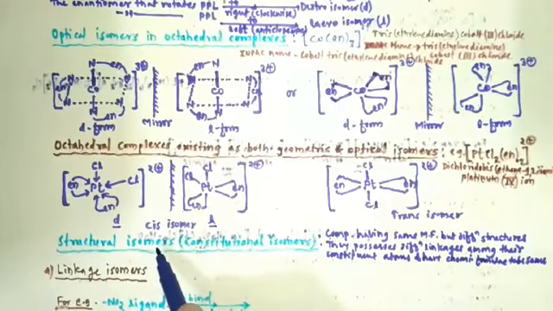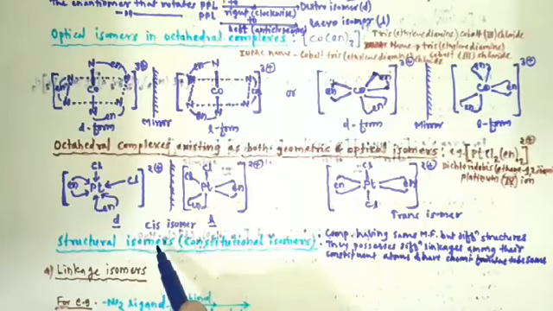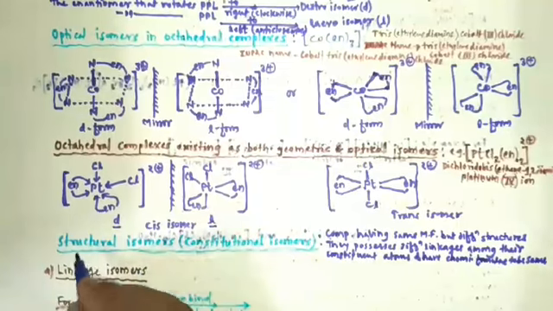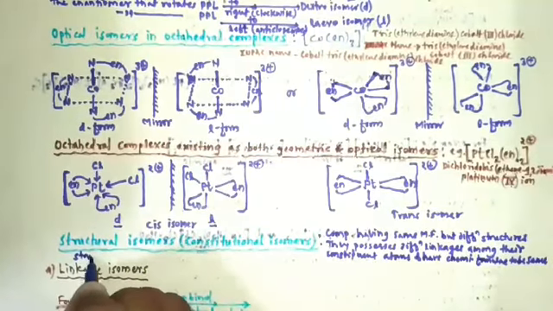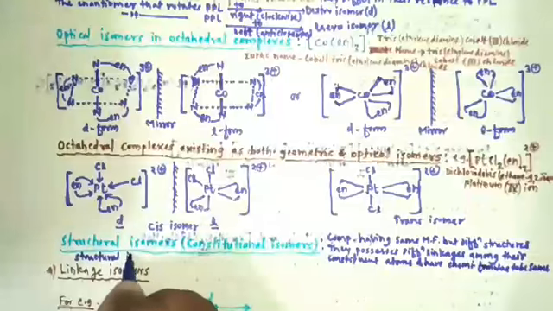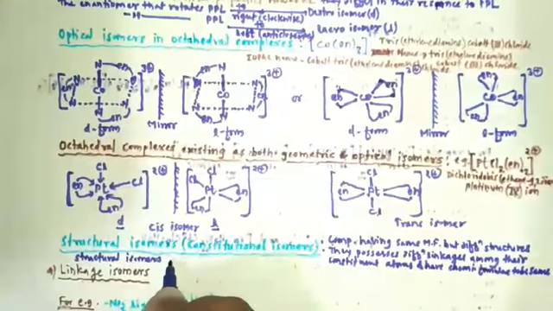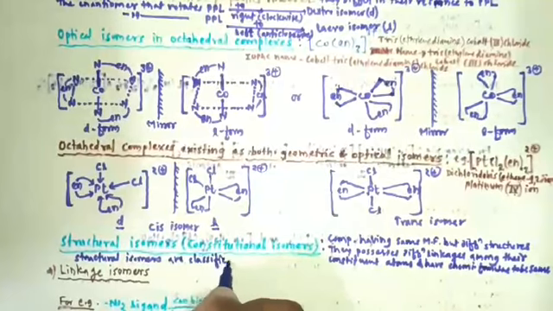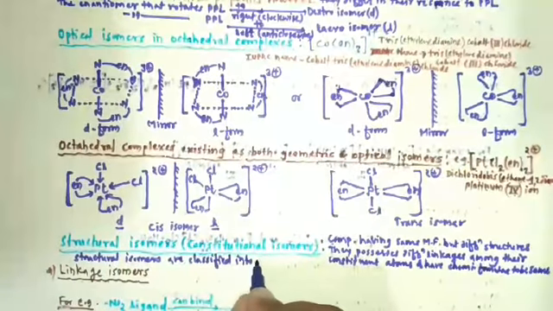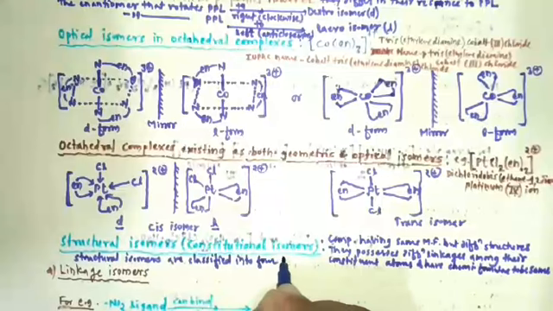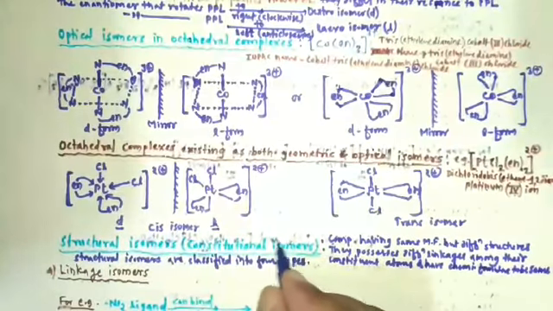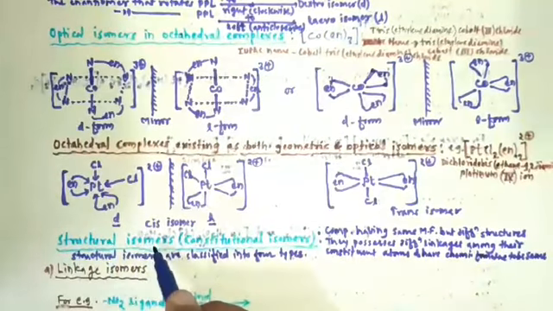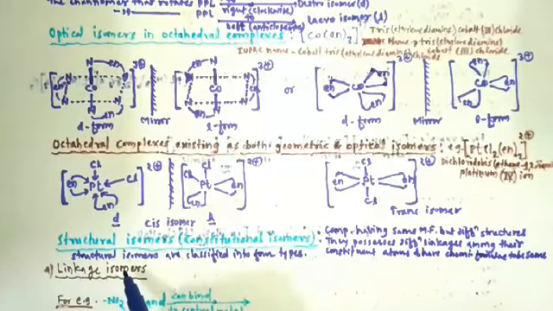These structural isomers are classified into four types, and these types are as below. The first type of structural isomer is linkage isomers.